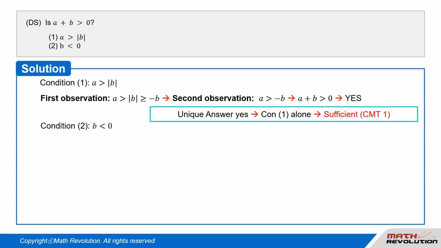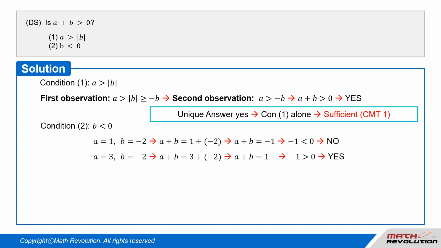Condition 2 tells us that B is less than 0. If A equals 1 and B equals negative 2, we get A plus B equals 1 plus negative 2 equals negative 1, which is less than 0, and the answer is no. However, if A equals 3 and B equals negative 2, we get A plus B equals 3 plus negative 2 equals 1, which is greater than 0, and the answer is yes.